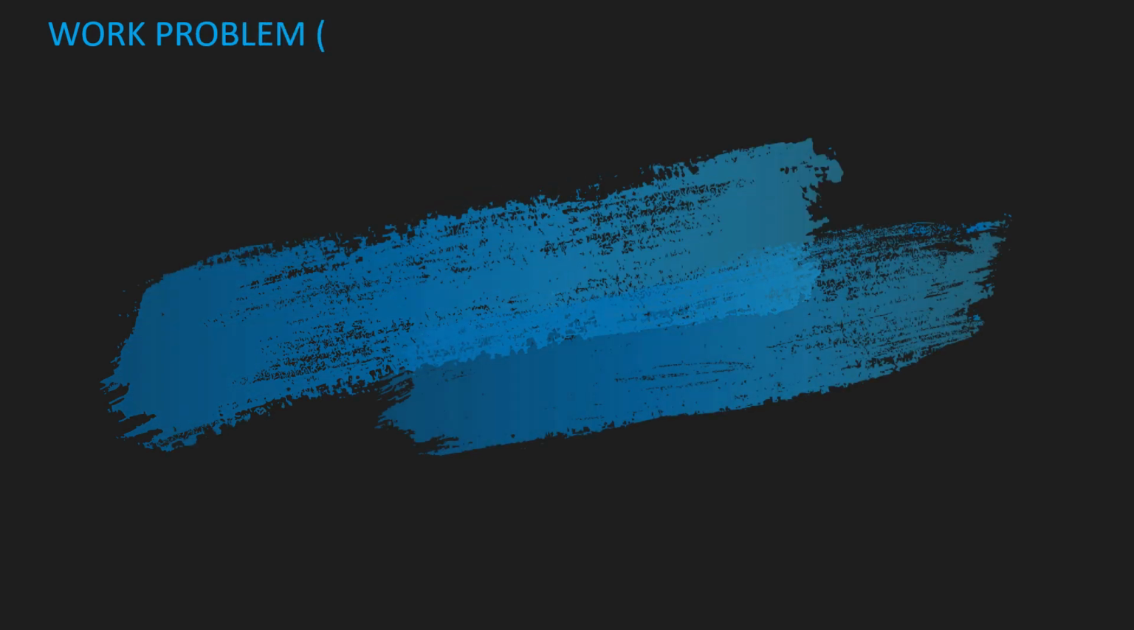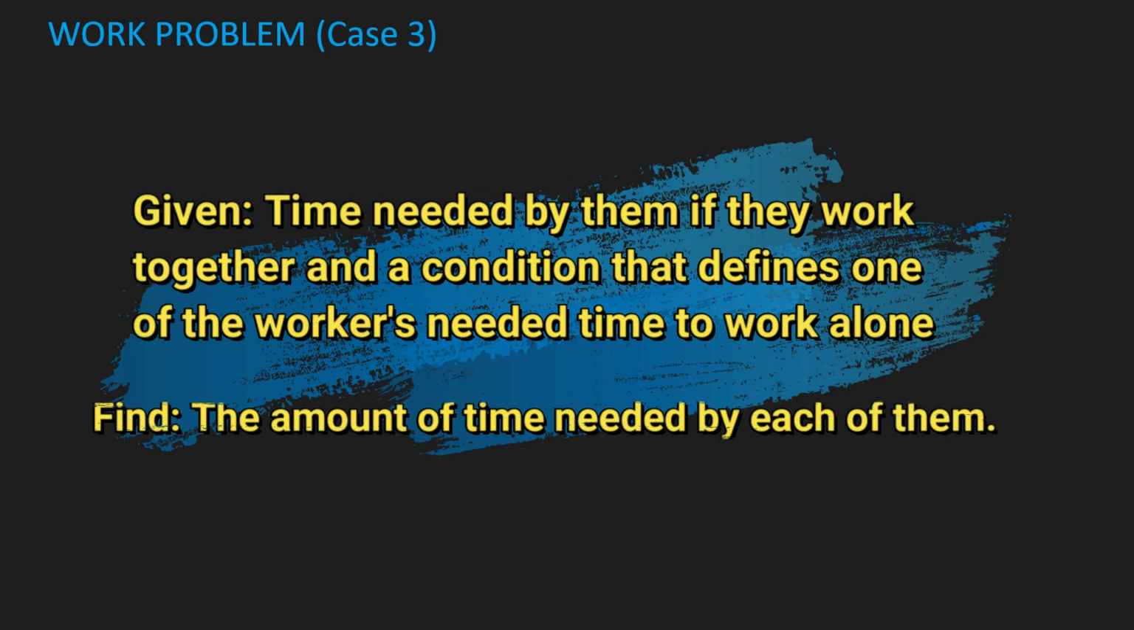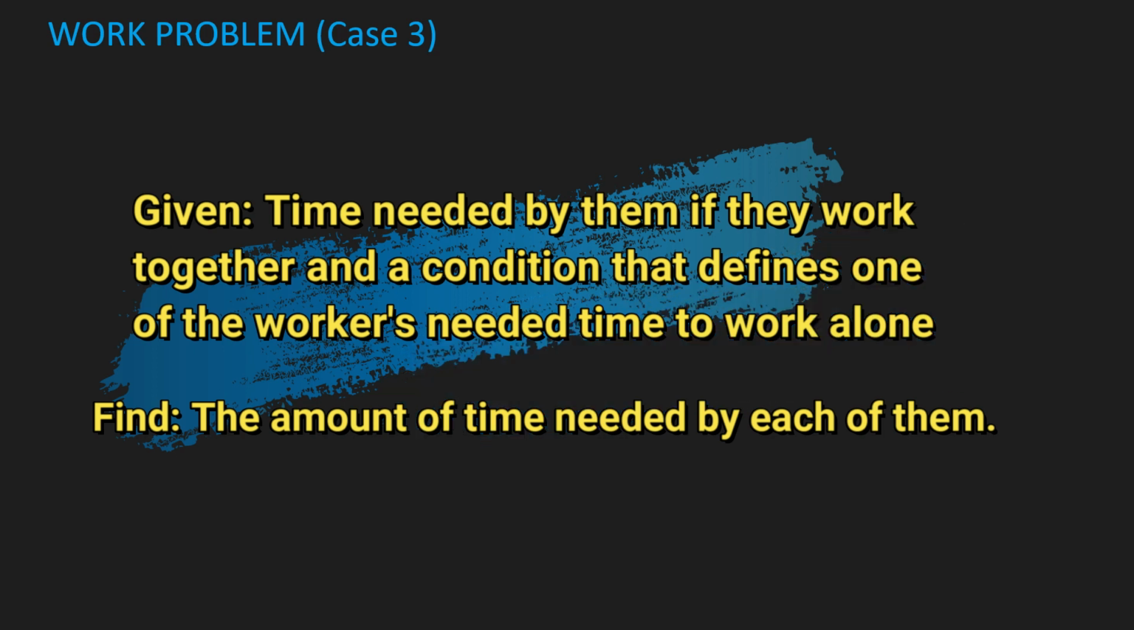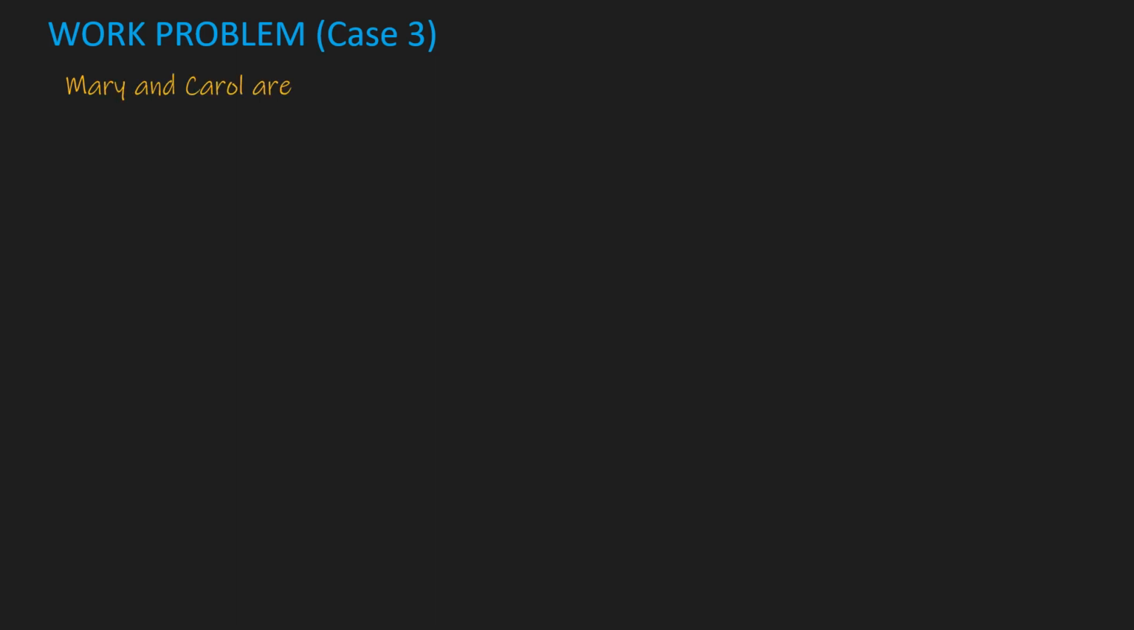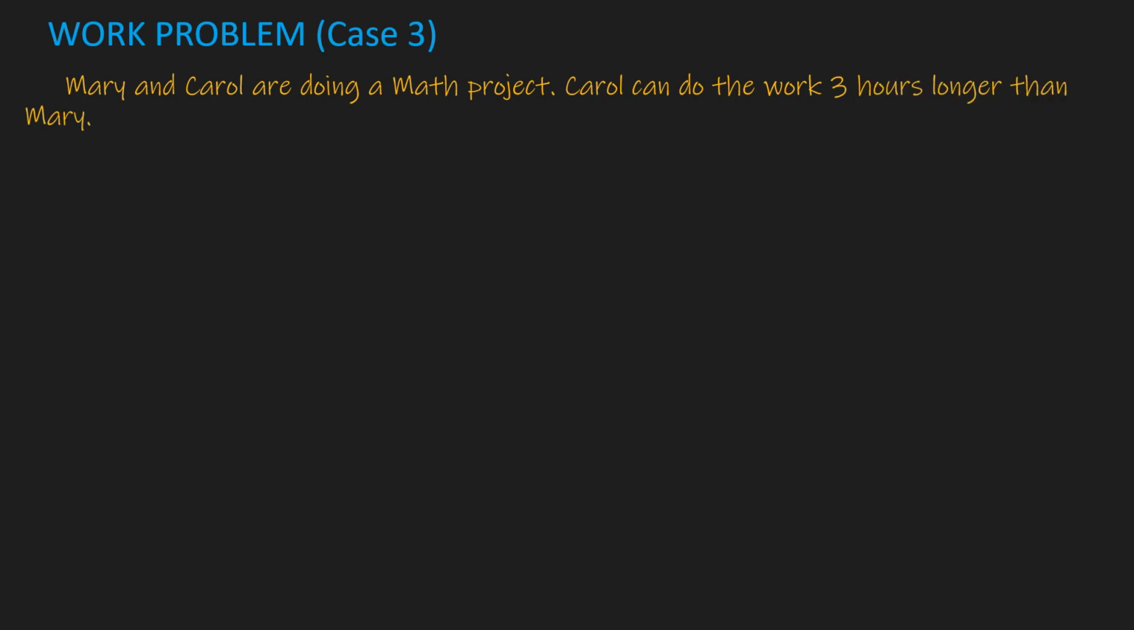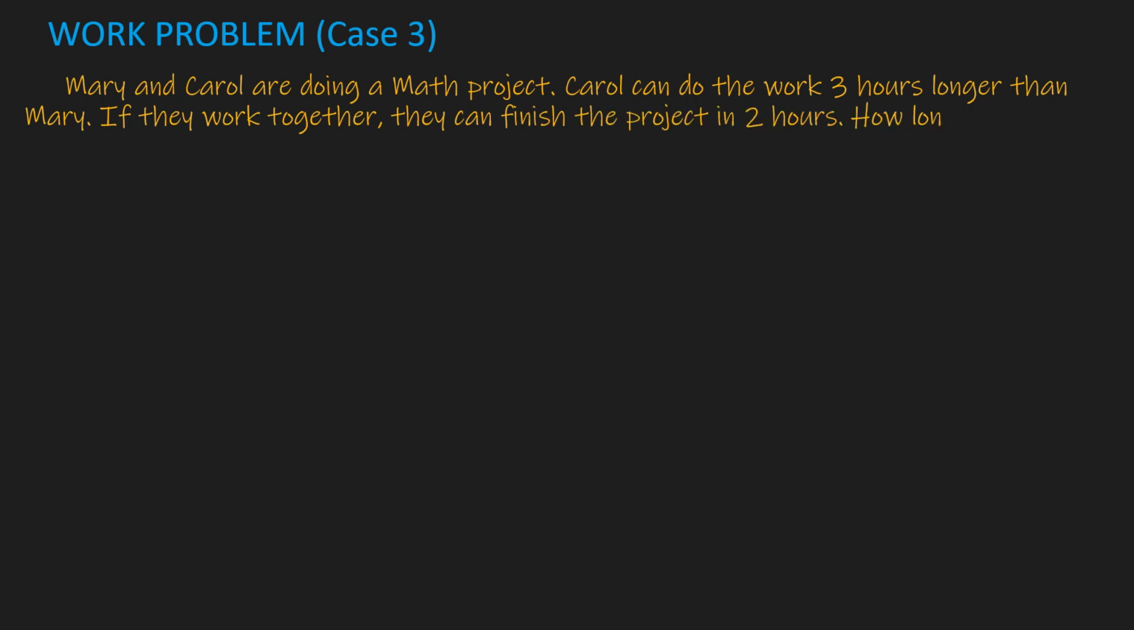And now let's consider another case where the time that each of them does the job alone is unknown, but with a given condition, and the only given is the time where they work together and finish the job. So let's have this example. Mary and Carol are doing a math project. Carol can do the work 3 hours longer than Mary. If they work together, they can finish the project in 2 hours. How long would each of them take to do the project alone?